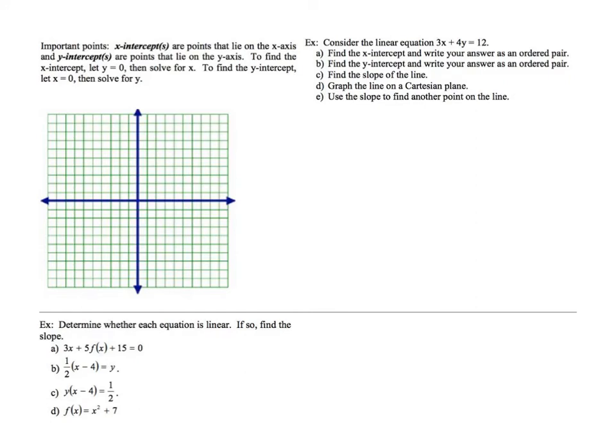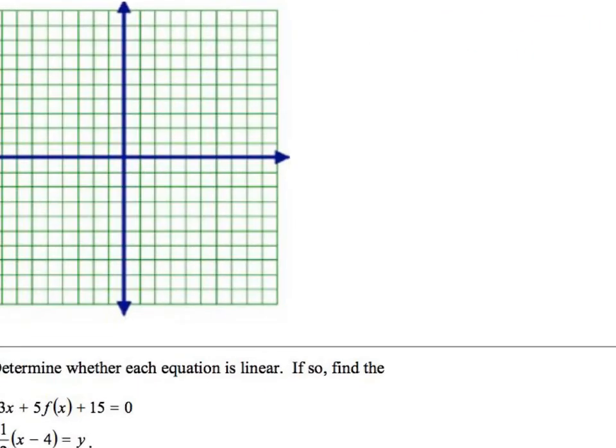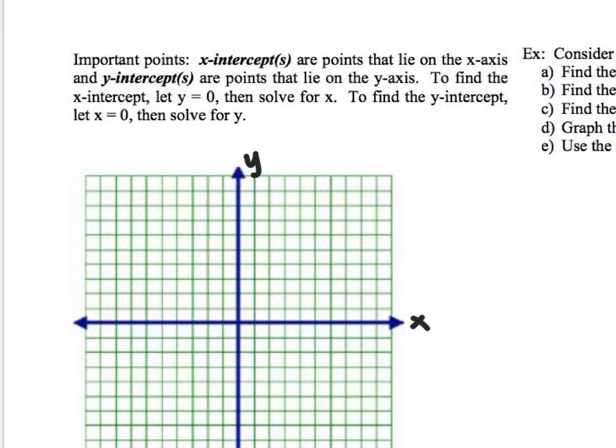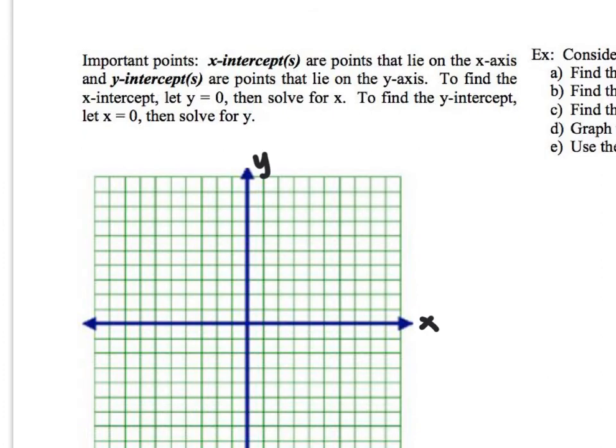Okay, so lastly, we want to talk about a couple of important points that are on any graph, and you can do this on a linear graph specifically, and it works kind of nice depending on what you're given. For the x-intercept, there are points that lie on the x-axis. So over here, let's label x and label this axis y. To find the x-intercept, we let the y value equal 0 and solve for x. To find the y-intercept, we let x equal 0 and solve for y. I'll show you why we do that here in a second.